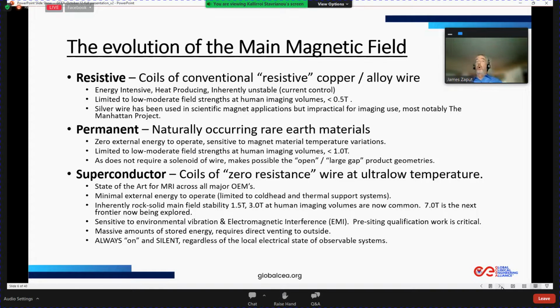These magnets are always on and silent, regardless of the local electrical state of observable systems. This is important in a situation such as Hurricane Ian down in Florida, right? Imagine all of those hospitals that are blacked out, flooded. The superconductive magnet stays on. It remains energized, even though everything else about the hospital appears to be powered off. Next slide, please.